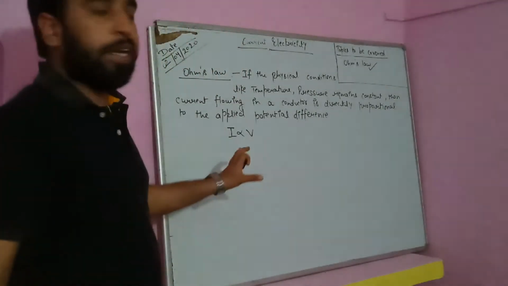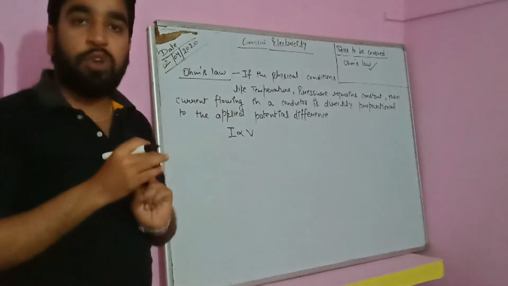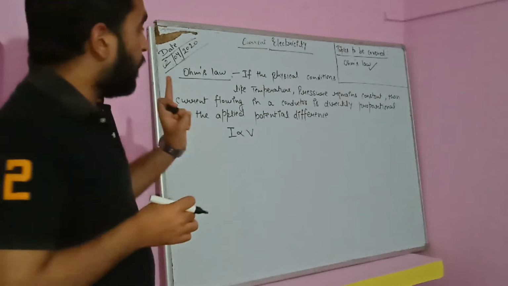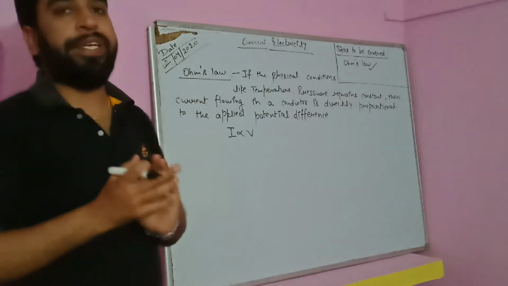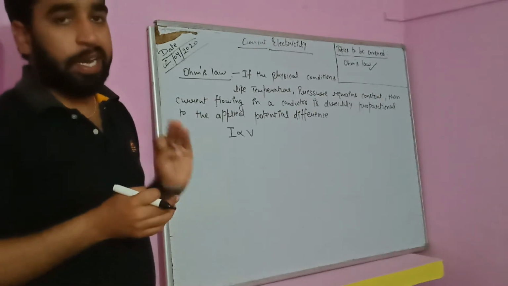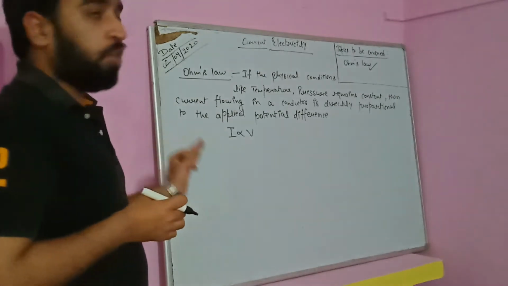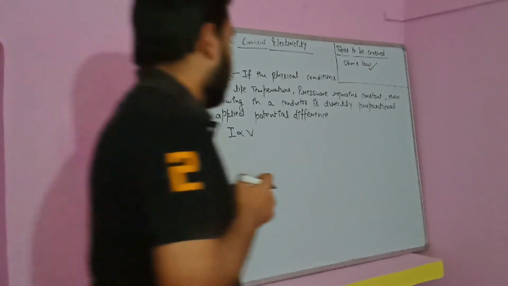Okay, let us firstly understand this definition and this statement. Firstly, Ohm's law will be applicable only when temperature and pressure are constant. There should not be any variation in these physical quantities like temperature and pressure. Then current is directly proportional to the potential difference, or the voltage, we may say.